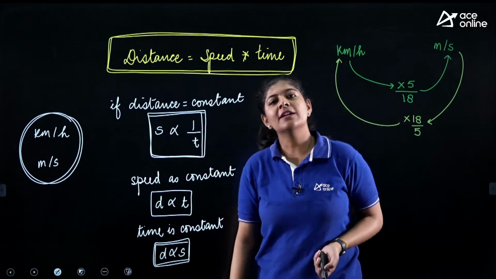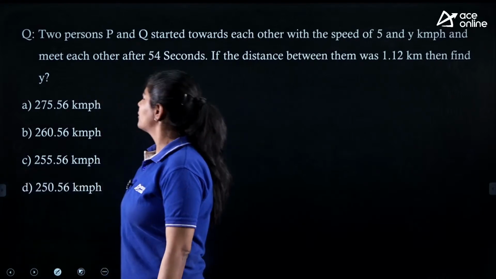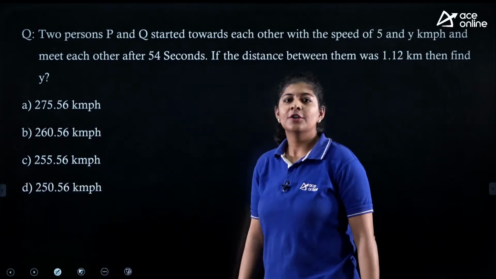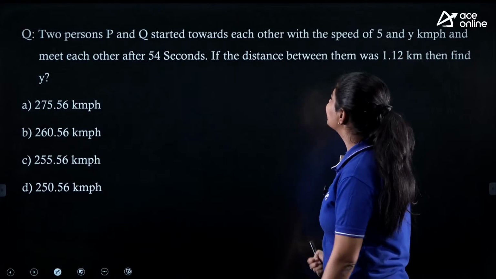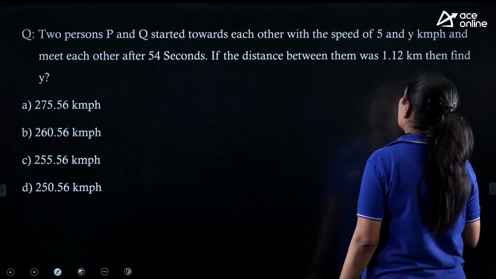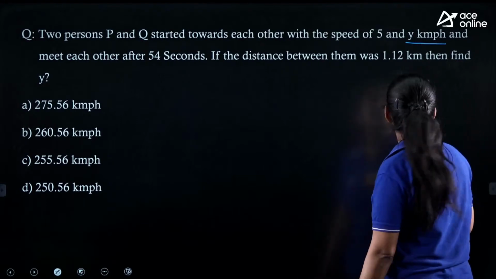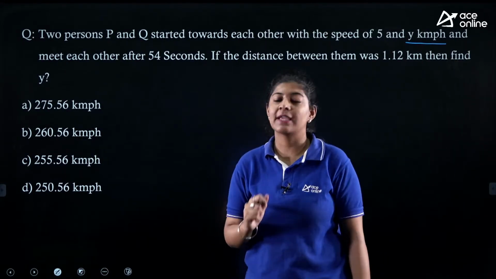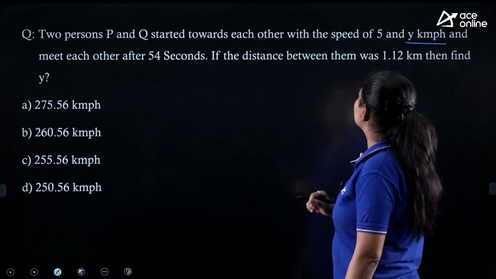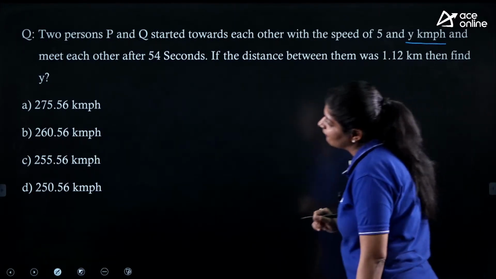Now let's start solving the questions, and this is the very first one. So the first question is saying that two persons P and Q started towards each other with a speed of 5 and y kilometers per hour and meet each other after 54 seconds. If the distance between them is 1.12 kilometers, then find y.